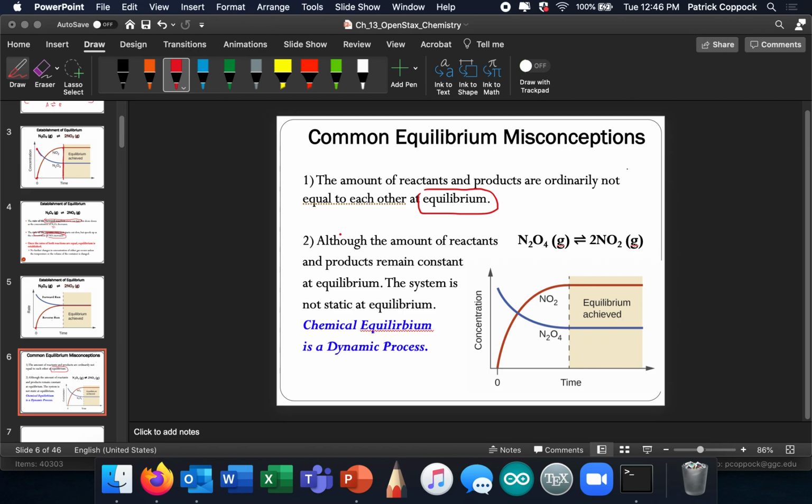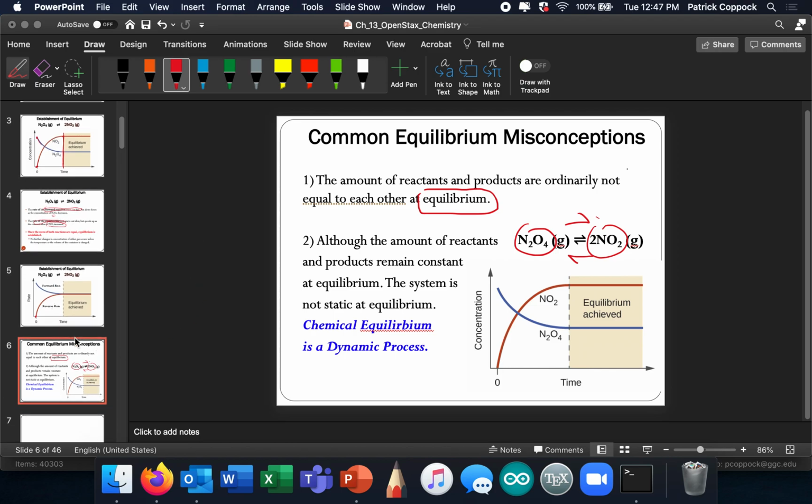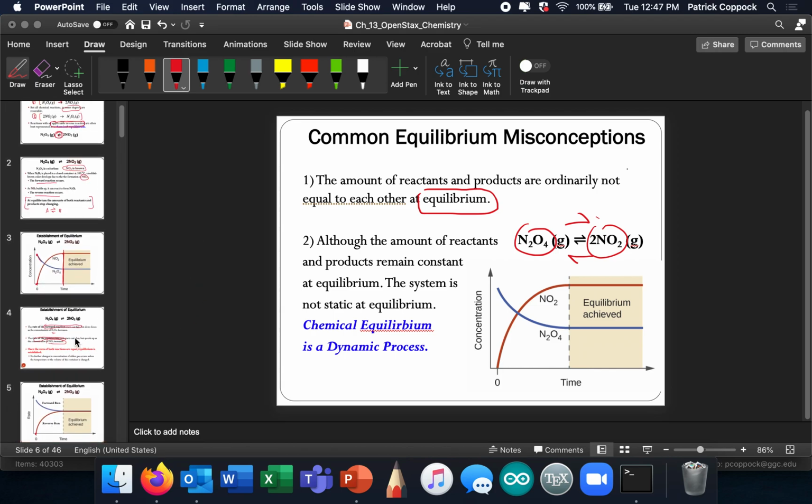Although the amount of reactants and products remains constant, the system is not static at equilibrium. This is misspelled, sorry. Chemical equilibrium is a dynamic process. Even though the amounts are constant, the reactions are still going. So we're getting some of that and getting some of this. So equilibrium doesn't mean that these reactions are stopped. It means that the amounts are constant and that the forward rate is equal to the backward rate. And that is an introduction to the terminology that we need for equilibrium.